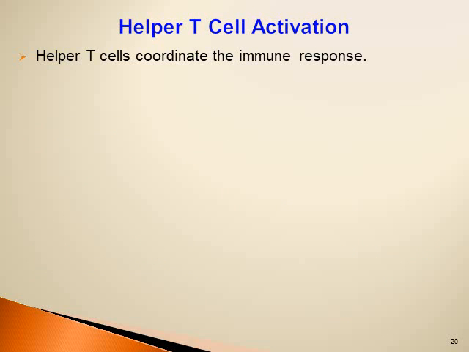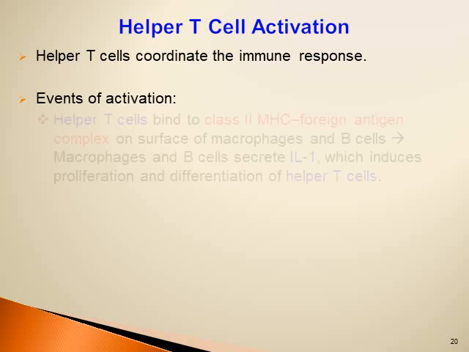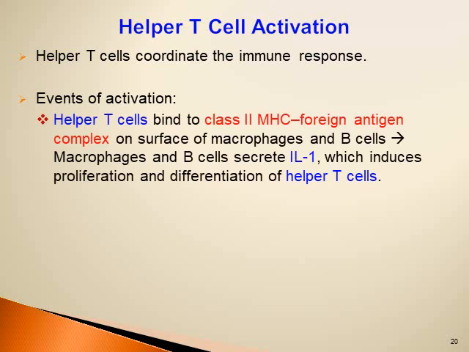Helper T cells also coordinate the immune response. The events of activating the helper T cells is when the antigen presenting cells like macrophages or B cells present the class 2 MHC foreign antigen complex on their surface. This complex will be recognized by helper T cells that have the receptor specific for that foreign antigen.